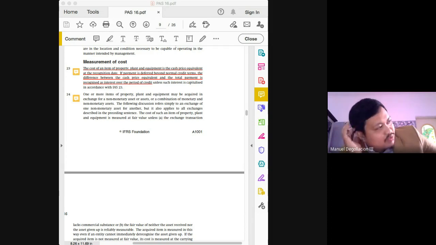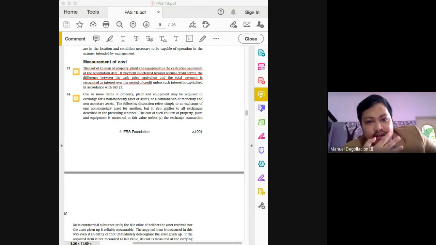Another way, class, in which we'll be able to acquire an asset is through an exchange. Exchange or barter of assets and trade-ins are a big area for discussion, class, but they are better presented through problem solving. Again, there will be a lot of problems involving acquisition of an asset wherein you will not pay cash, but you will give up another asset on your part. Basically, paragraph 24 tells us that in that case, the asset that we will be receiving will be measured at its fair value.